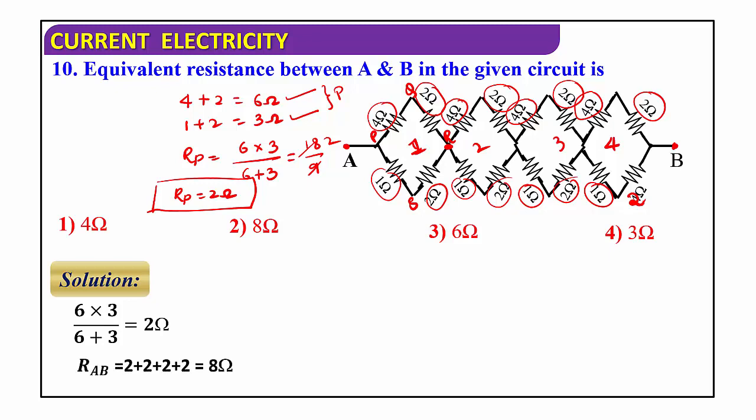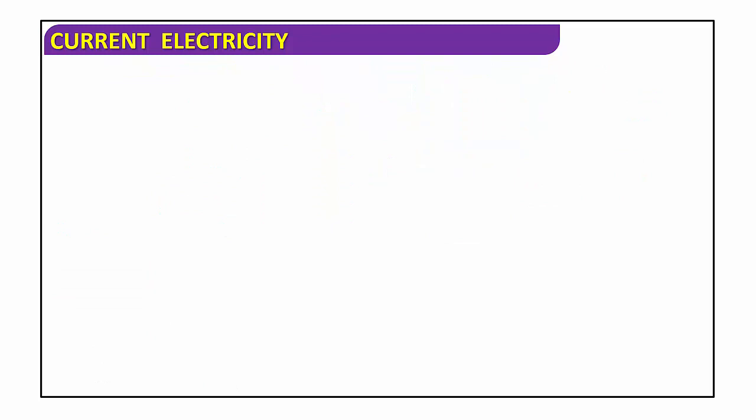Yes. So the first network is 2 ohm, and the second, third and fourth networks are all the same here. So we get the final answer as 8 ohm. In this numerical problem, in these circuit connections, you have to solve only the first network, so that the remaining networks are connected in parallel combination. Right? So option 2 is the right answer.